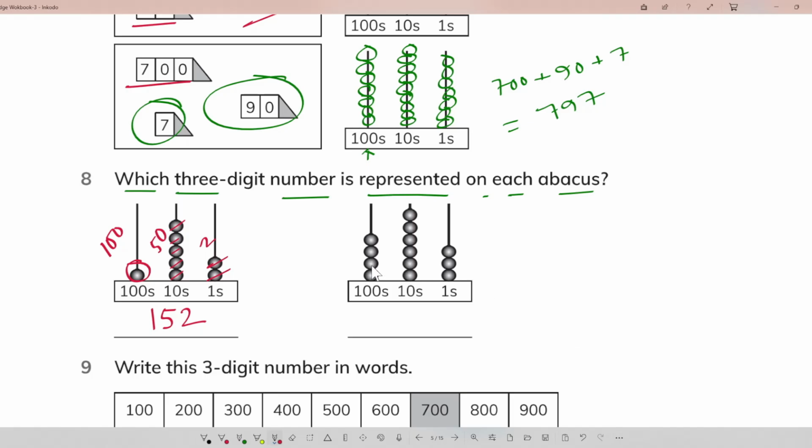Okay, so what about in here? 1 2 3 4, it means here means 400. 1 2 3 4 5 6, 6 in tens, so it means 60. 1 2 3, it means ones is 3, so finally 463.